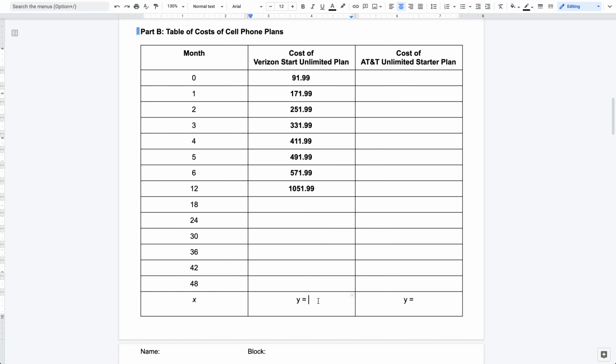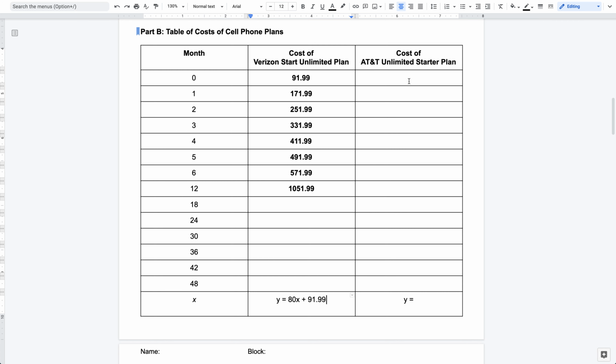So for this plan, you want to consider what is the monthly fee. The monthly fee is $80. That means Y, the cost, is equal to 80 times X, representing the number of months. And this is added to the original startup fee or upfront fees, which was $91.99. That is the cost of the activation fee plus the tax on the phone for this specific plan.